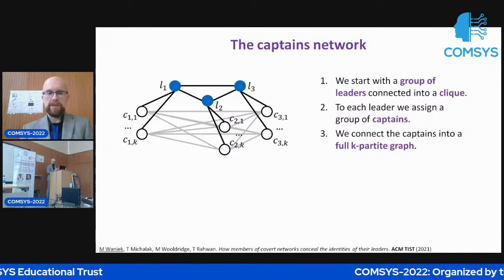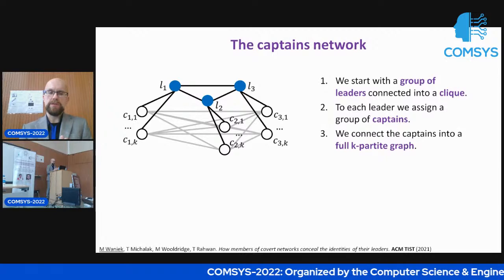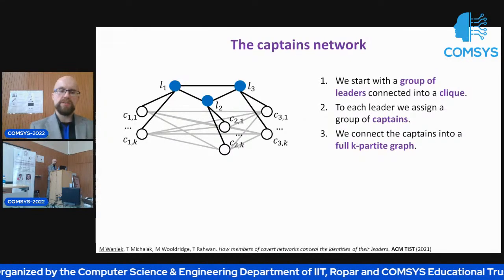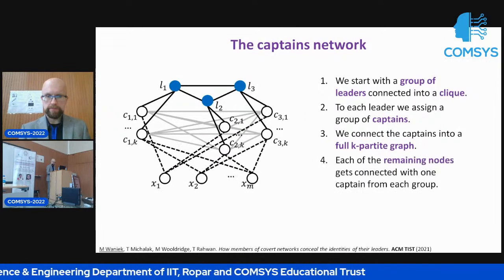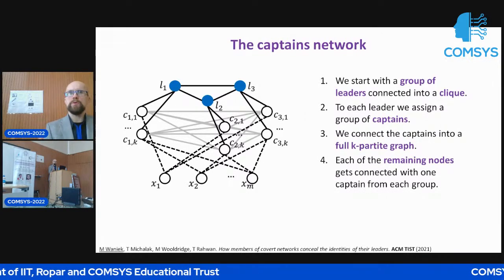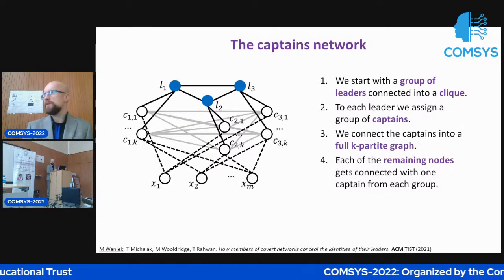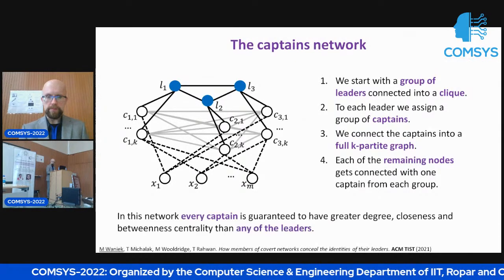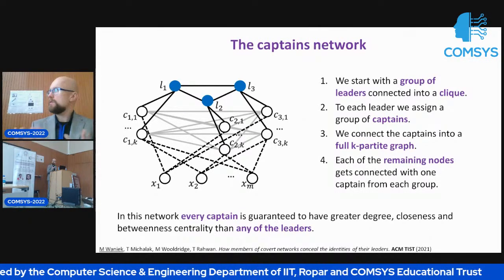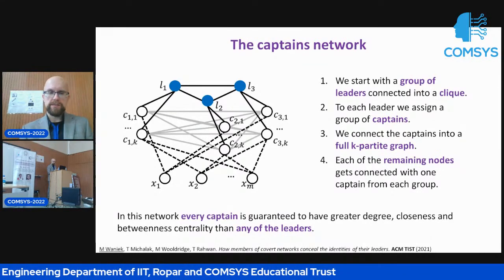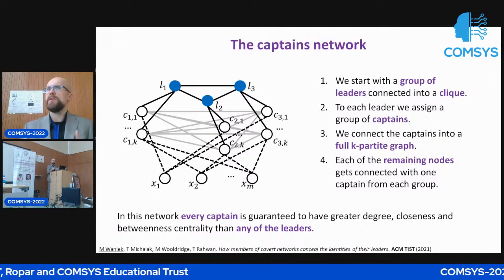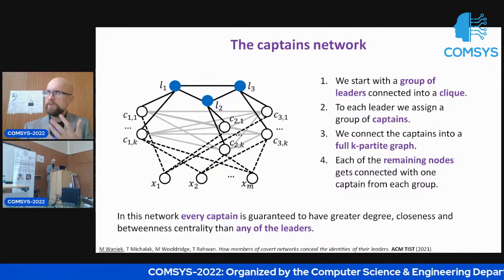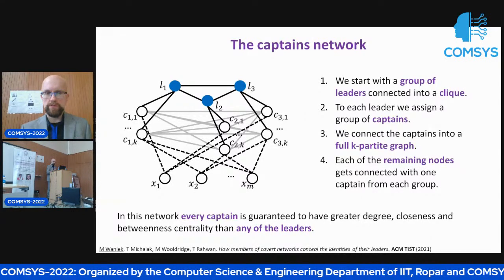We connect the captains into a full k-partite graph. So it means that a captain who belongs to a particular group knows all other captains outside of his group, but he knows no captains from his own group. This is a full k-partite graph. Then we take the remaining nodes that we want to be a part of this network, and we connect them to the captains. In particular, we connect each of the normal nodes to one captain from each group. And as it turns out, it can be proven that in this particular network structure, every single captain has greater degree, closeness, and betweenness centrality than all of the leaders. However, if you take a look at the influence values computed using simulations, the leaders are still the most influential.